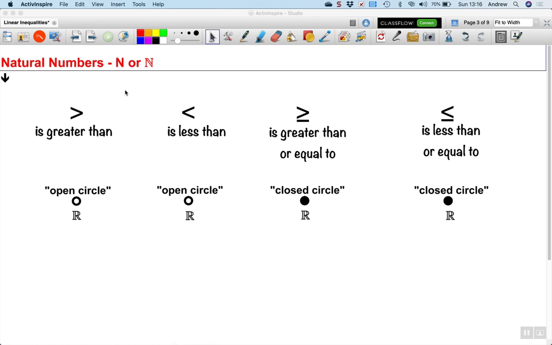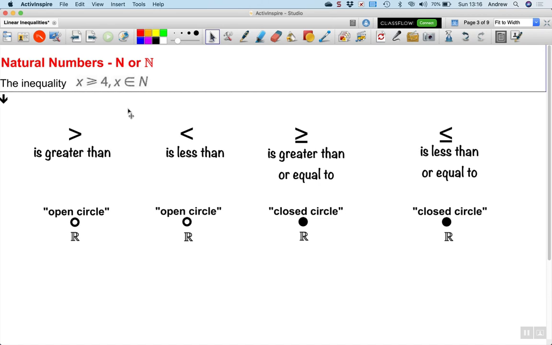Natural numbers. You should know from first year what natural numbers are. The coding for natural numbers is either a bold N or an N written like this with a double line on one of either the uprights or the diagonal. It doesn't really matter. This is an example again of an inequality because the left-hand side is not equal to the right-hand side. This symbol here is greater than, and this symbol underneath it is equal to. So together we've got greater than or equal to 4, where x, with this symbol here, means belongs to, another way of saying it, is a member of the set of natural numbers.